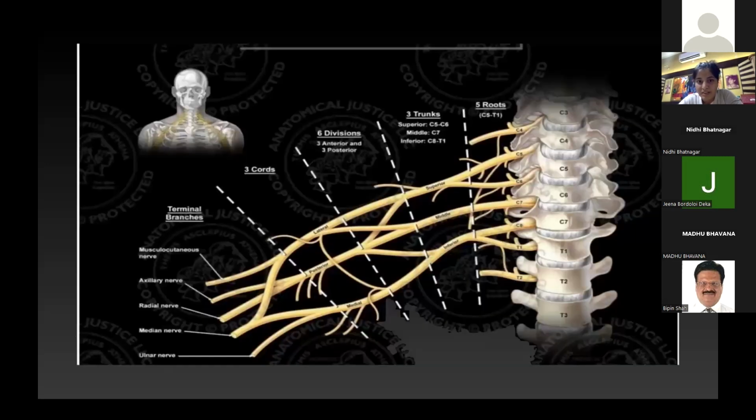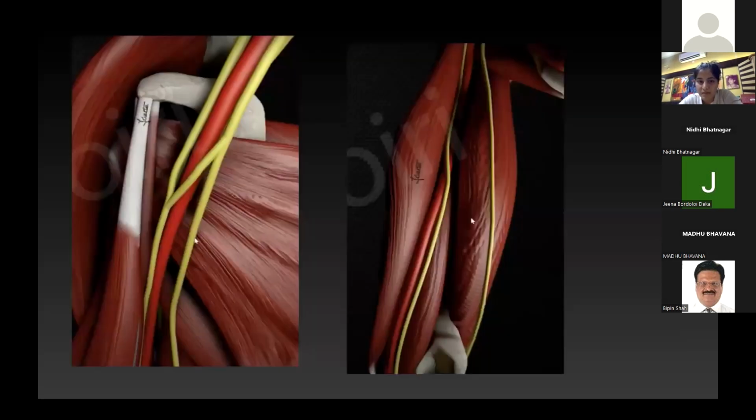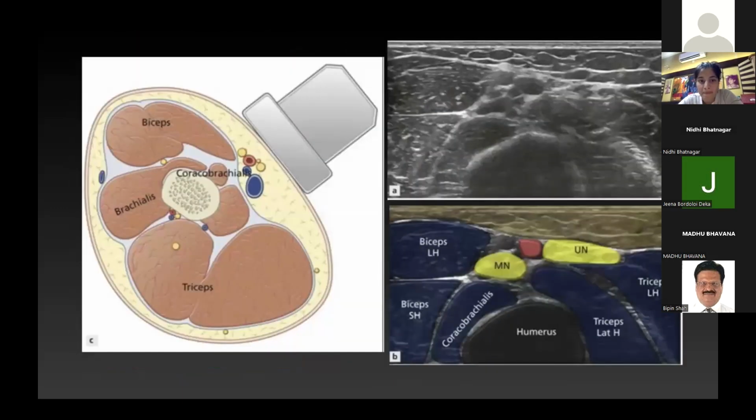So, a brief review of the ulnar nerve anatomy. The ulnar nerve originates from the C8 and T1 nerve roots, from the medial cord of the brachial plexus. As it goes into the axilla, it passes posterior to the brachial artery, and the median nerve is seen anteriorly. As we go further caudally, we can see that it is superficial to the brachial artery. This is an image showing the ulnar nerve in the proximal arm.